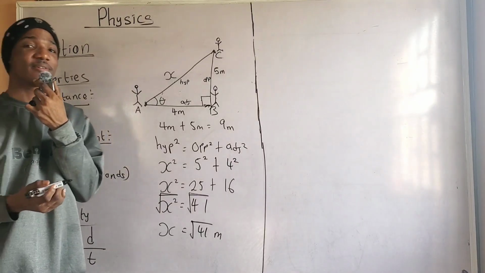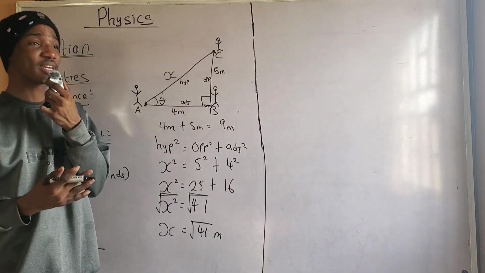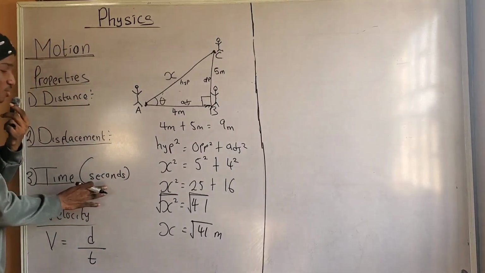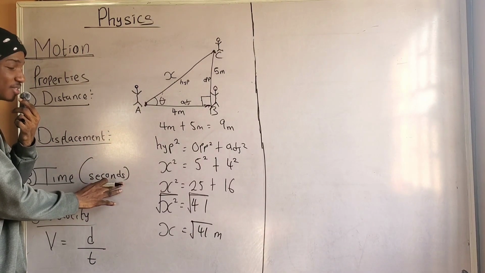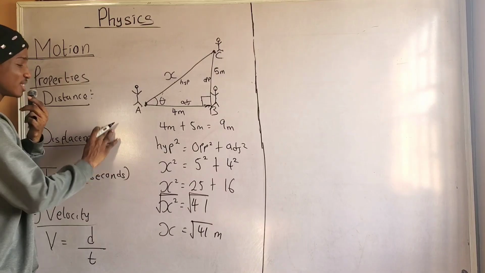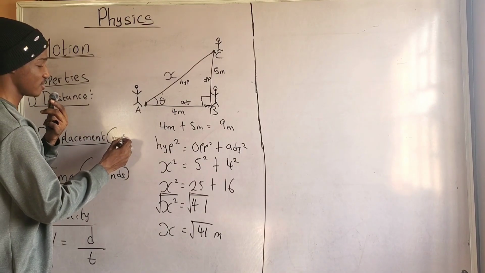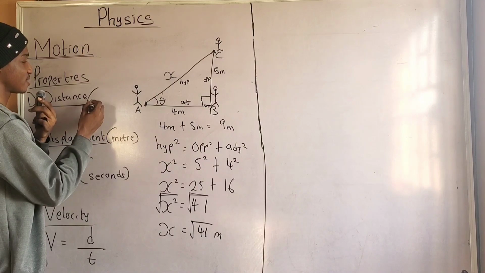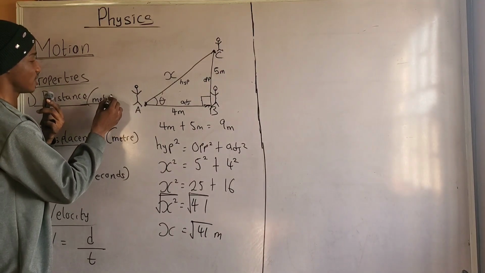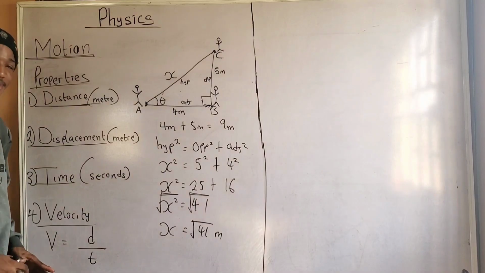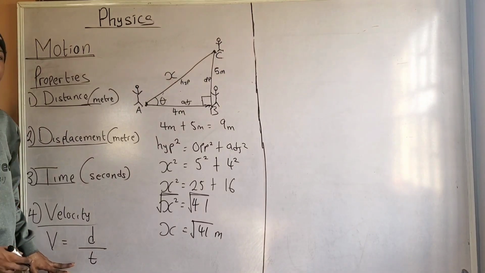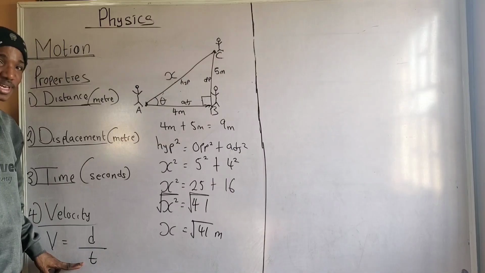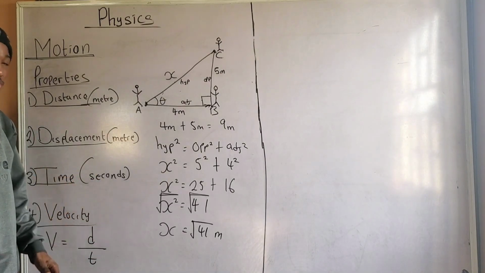Of course, we can have it in hours, we can have it in minutes, but the basic unit that we use in physics here is seconds. And for displacement, the unit is meter. Also, for distance, the unit is meter. This is the mathematical expression of velocity. Velocity is displacement over time. Now, this is what we are talking about. Look at this.